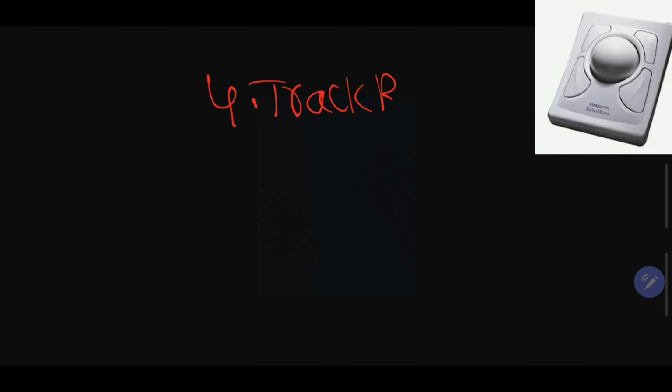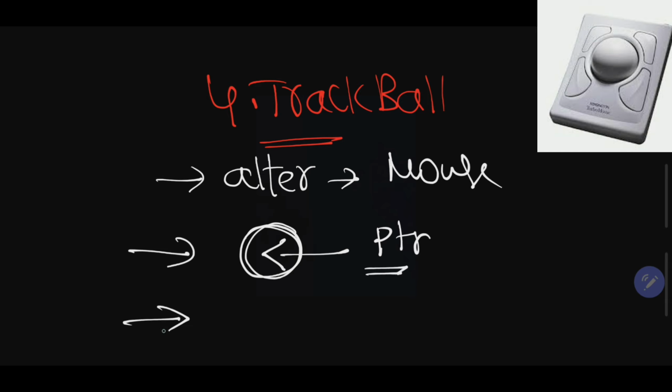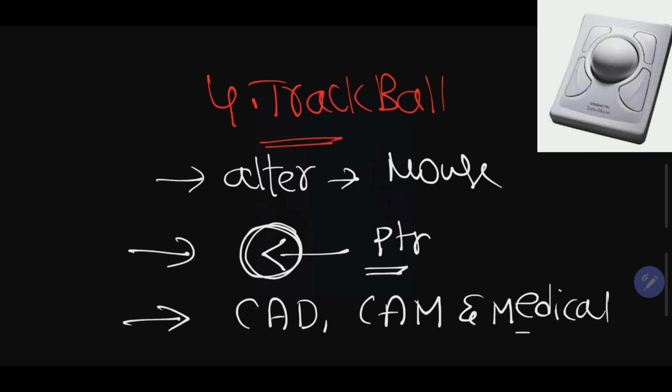The next device is called trackball. Some people use trackball as an alternative to mouse. Basically, trackball contains a big ball. With the help of this ball, we can move the pointer. Trackball is frequently used in computer aided designing, computer aided machines and some medical fields. So this is the application of trackball.